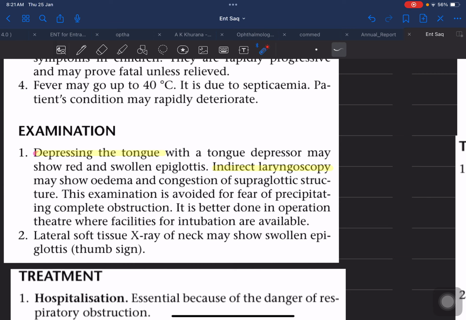Now what are the other investigations? Talking about other investigations, we can do an x-ray, that is, a lateral soft tissue x-ray of the neck.